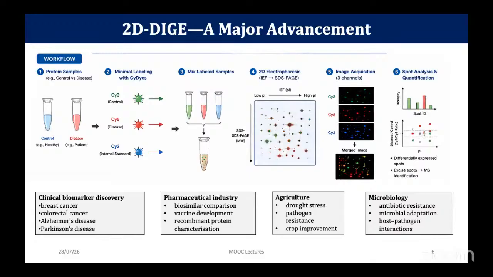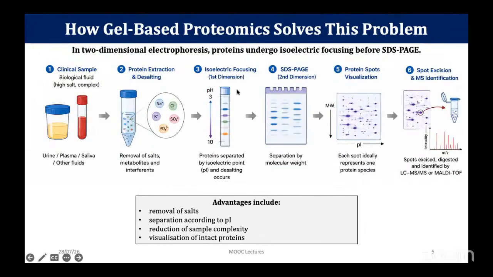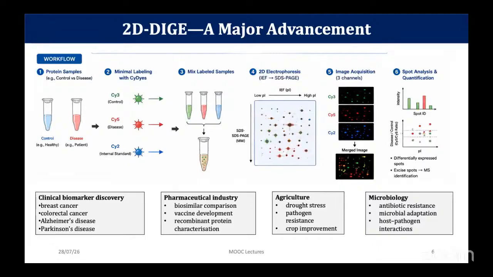So this is how a 2D gel-based electrophoresis flow works. In two-dimensional electrophoresis, you first undergo separation by isoelectric point, followed by separation in the second dimension on the basis of SDS, that is molecular weight. And finally, you visualize the spots with the dye. So what are the advantages? It already removes the salt. Separation is according to the pI. Reduction of sample complexity is minimal, and visualization of the intact protein is happening.